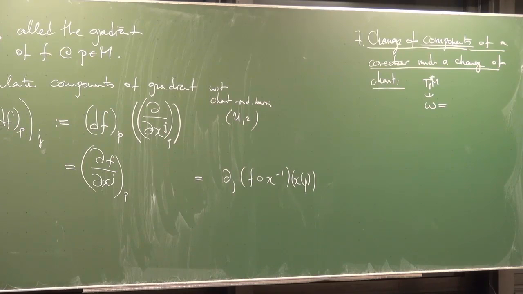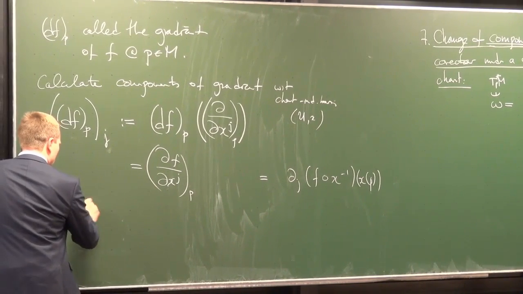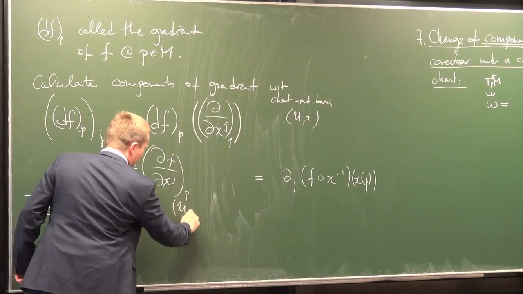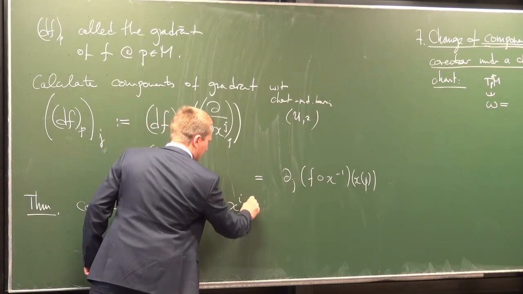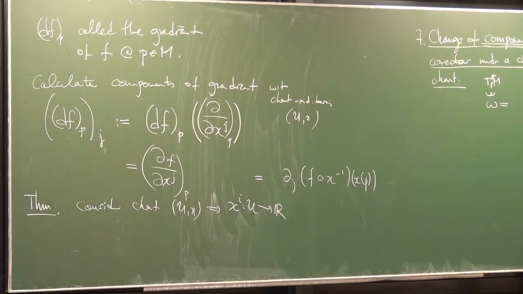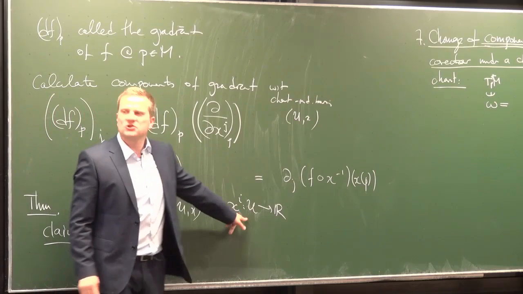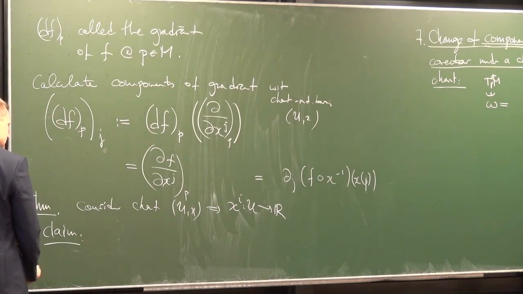I want to give you a coordinate, a chart-induced basis for the cotangent space. Theorem. Consider a chart U, x. That means you have chart maps x^i from the chart domain to the real numbers, right? You have these coordinate maps. The claim is, well, first of all, they're all smooth functions with respect to the chart, that's the atlas that's underlying.